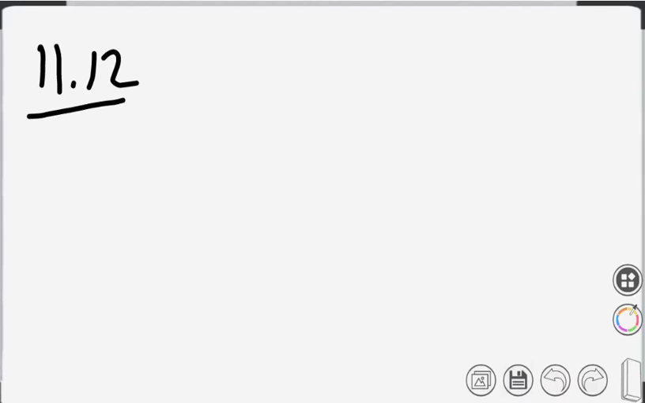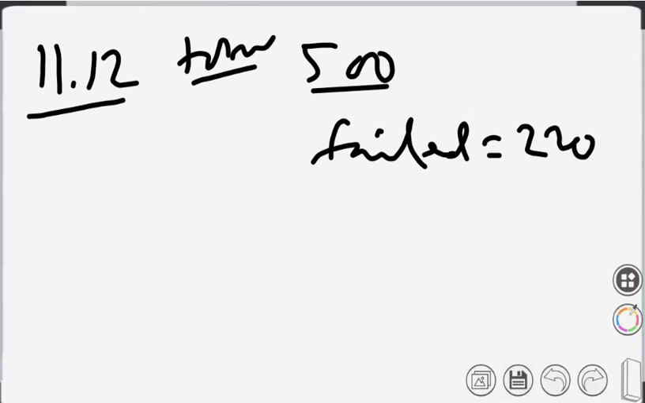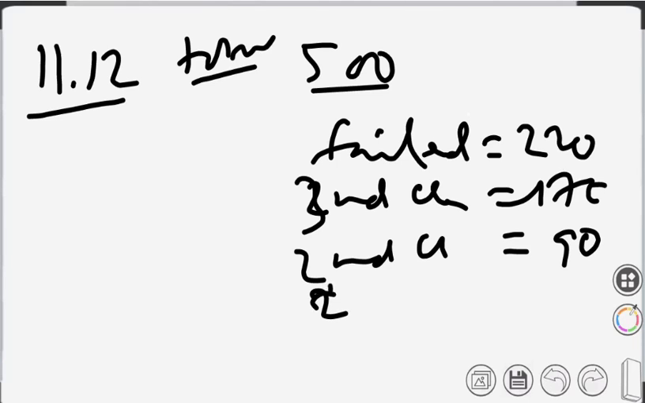Results of 500 students was made. So it was found, total number of students is 500. It was found that 220 students have failed. So failed 220. 170 had secured a third class. Third class 170. And 90 were placed in second class. 90 in second class. And 20 got a first class. First class 20.